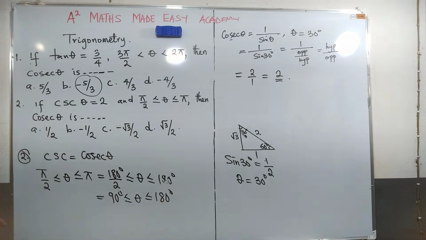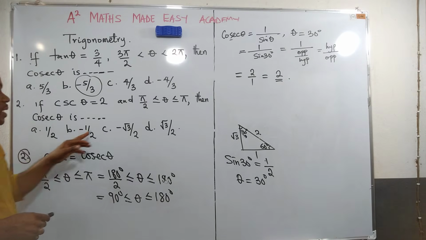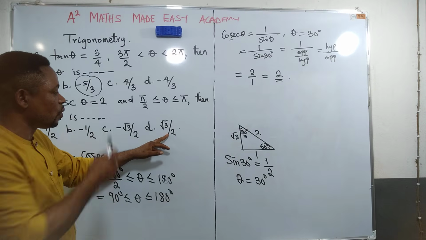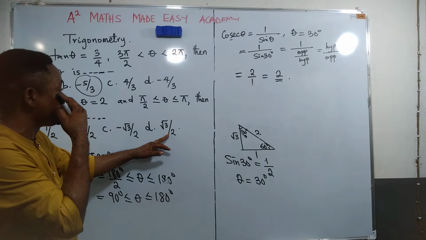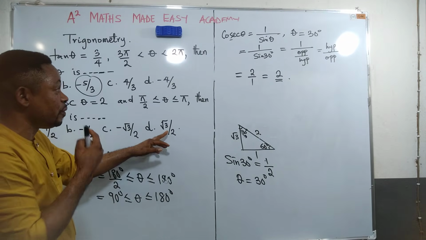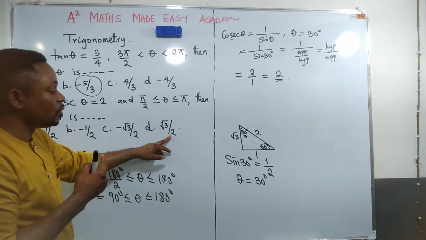So look at it now. Let's see if there is 2 over 2 there. It is not here, it is not here, it is not here, and it is also not here. So which means there is no answer in the options. Are you with me now? There is no answer in the options.